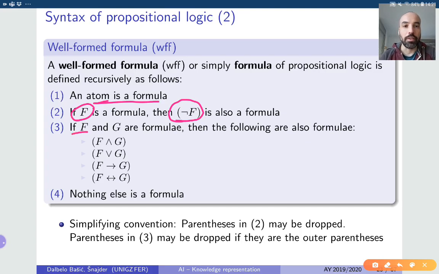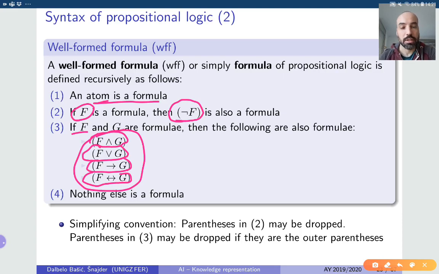And if F and G are formulas, then the following four strings are going to be formulas as well. We are basically building a conjunction, right? A formula conjoined with an AND operator, or a disjunction of two formulas, or an implication, or an equivalence. And finally, there's a closure rule that is saying essentially nothing else is a formula.